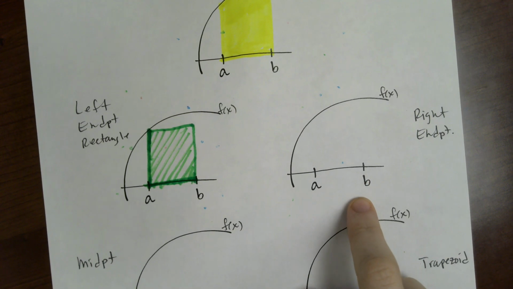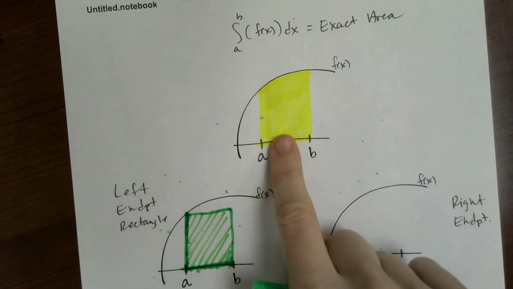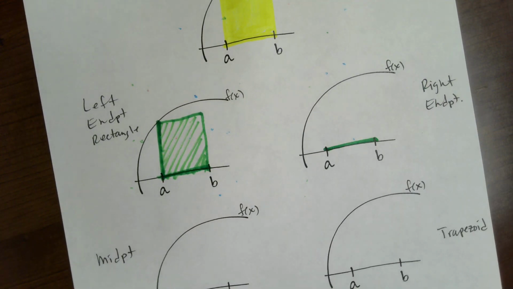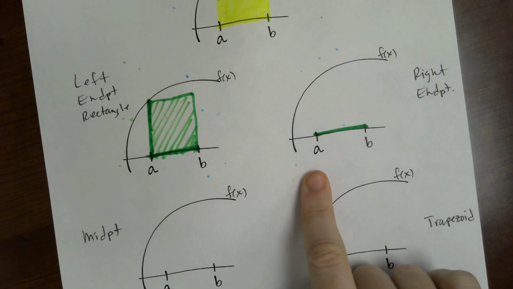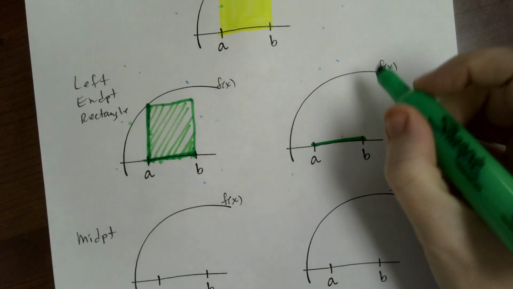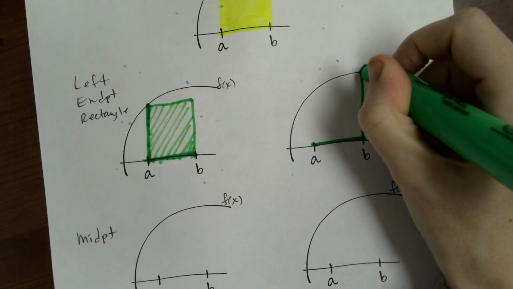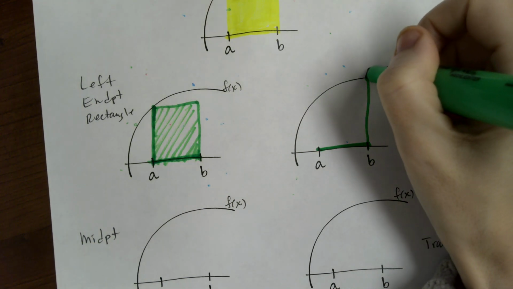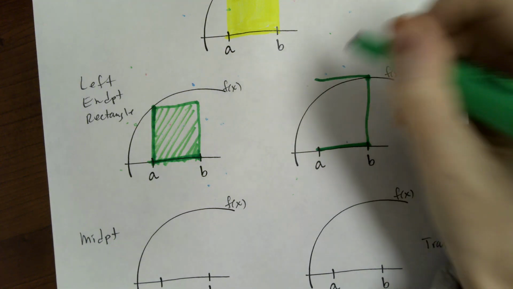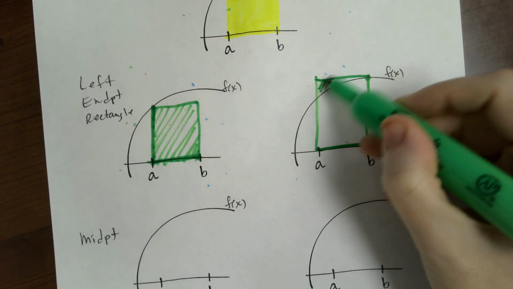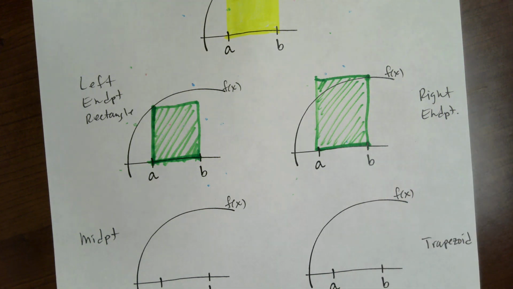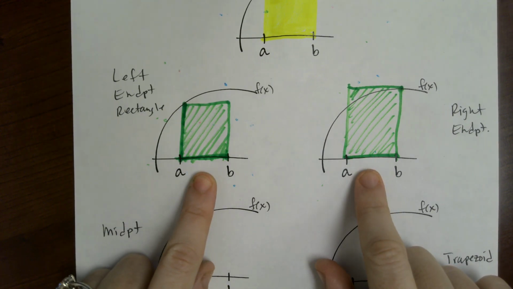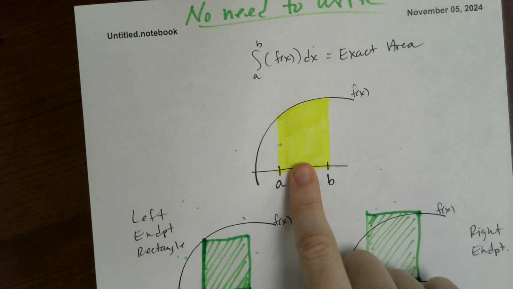Now, a right endpoint rectangle, which we could also use to approximate this. So we've got the same base of the rectangle, but for the height, instead of going from the left endpoint, we go to the right endpoint, up to the graph, and then that's going to be the height of our rectangle. So now I just do a horizontal line. Okay, so that's a right endpoint rectangle. And obviously these would give us 2 different areas, but they are both approximations for that area.